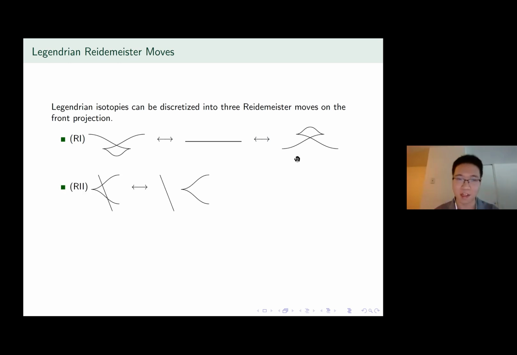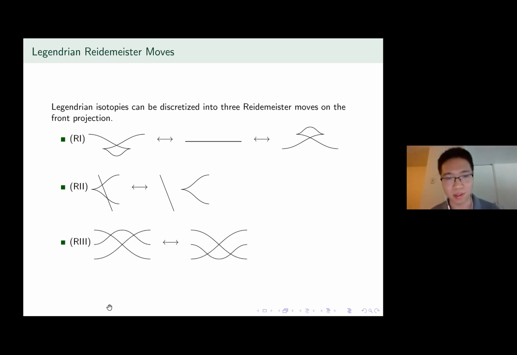Okay, and next, if you have a cusp and then you have another strand, and the slope is either bigger than both the strands in the cusp or smaller than both strands in the cusp, then you can move them in and out. Okay, no problem with that. And Reidemeister 3 is the same as before, so you just pull the string down. Okay, so that's Reidemeister 3.